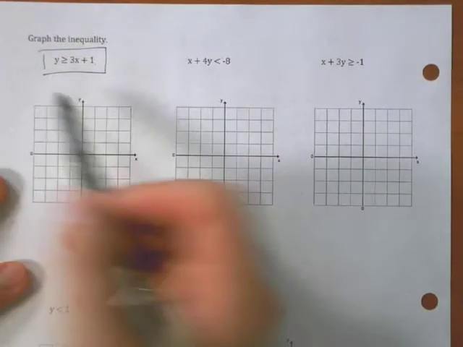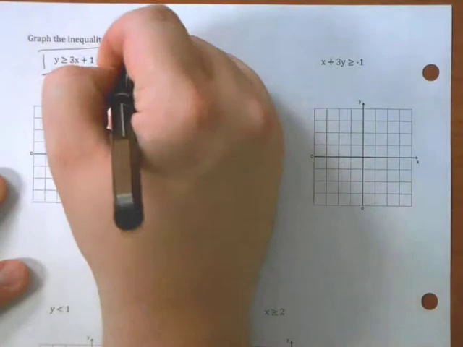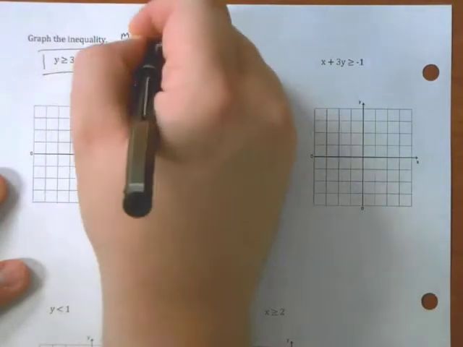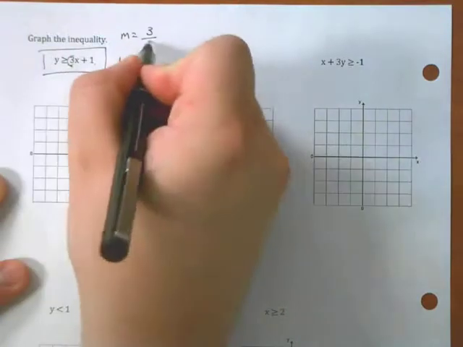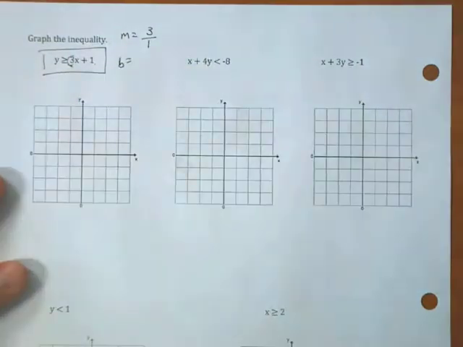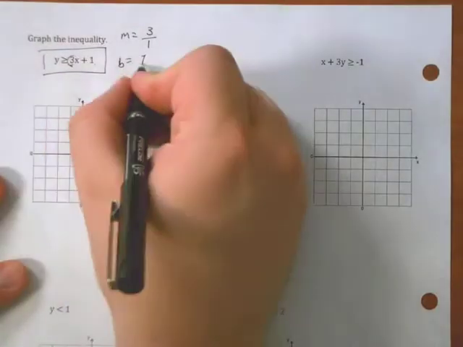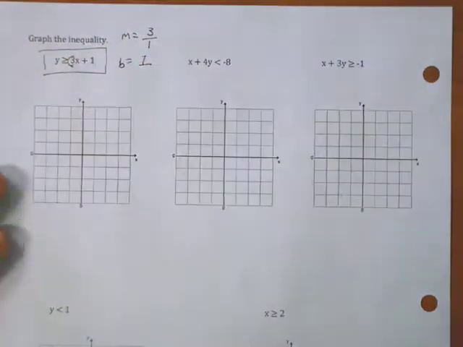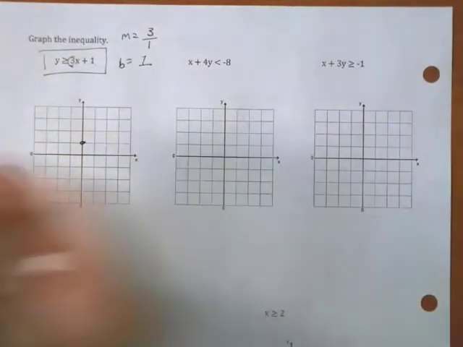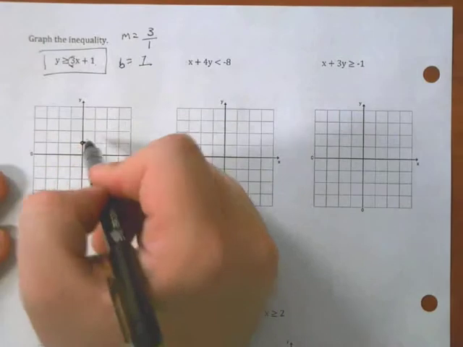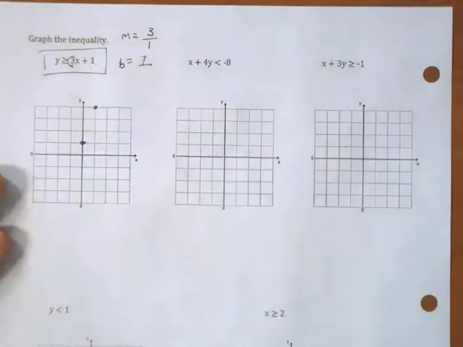So now let's graph it, using the slope and the y-intercept. The slope is 3, which is multiplied by x, or maybe better as a fraction, 3 over 1. The y-intercept is added on, which is 1. So the y-intercept of 1 goes right here. The slope tells me how to get to a second point, so I'll go rise over run, 3 over 1.